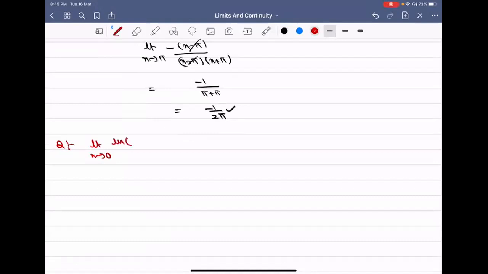Next question: limit x tends to 0 of ln(1 plus 2x minus 3x square) over ln(1 minus x plus 5x power 5). This is the question.